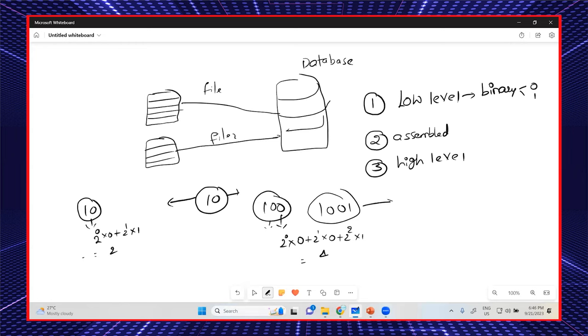Am I right? What about now? 1001. Nine. So 2 to the power of 0 into 1 plus 2 to the power of 1 into 0 plus 2 to the power of 2 into 0 plus 2 cube into 1, which is going to be 9. 2 to the power of 0 is nothing but 1. Any number to the power 0 is 1. 10 to the power of 0? 1. 1000 to the power of 0? 10,000 to the power of 0? 1 only. Right? Let me explain with a simple example.